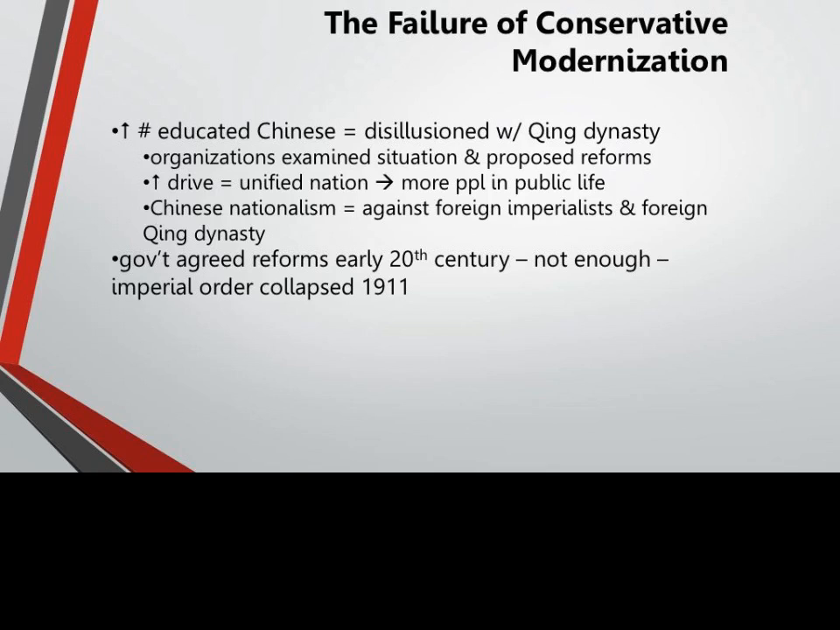And there was this growing drive for a truly unified nation in which more people could actually take part in public life. And this Chinese nationalism was against both foreign imperialists and the foreign Qing dynasty. And actually, the government agreed to some of the reforms in the early 20th century, but it wasn't enough, and the imperial order collapsed in 1911.